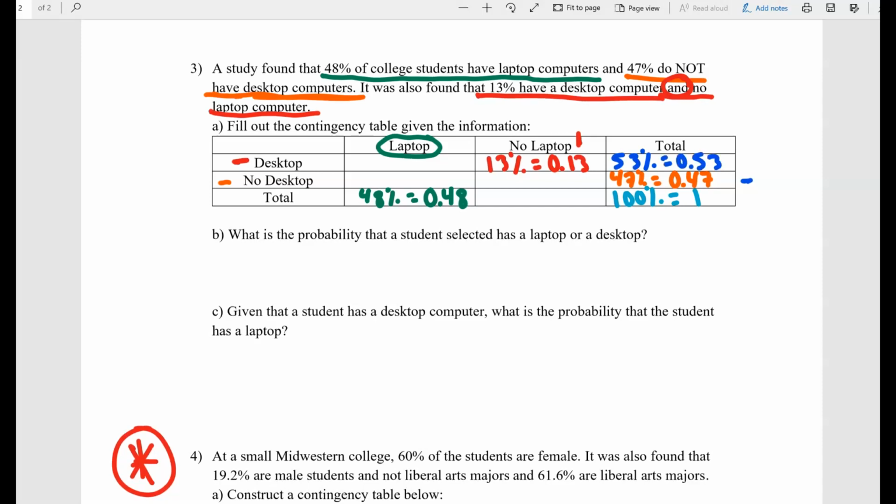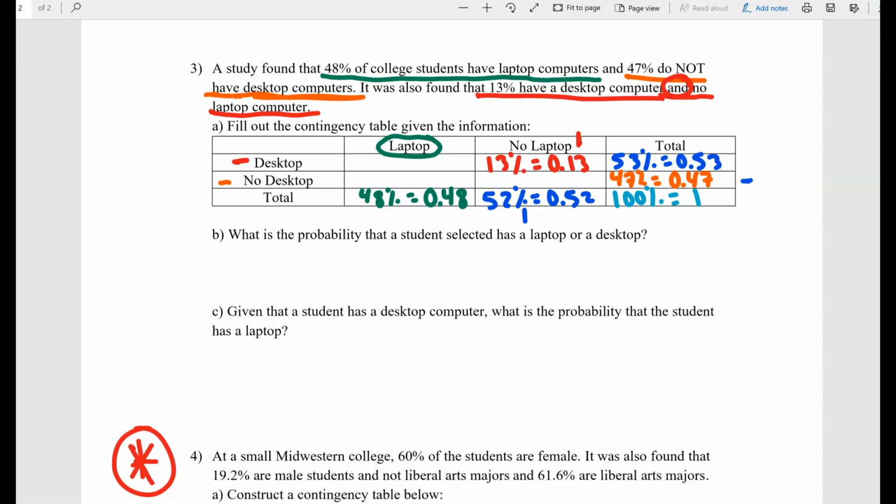0.53. You can also work with the percentages. 100%, 47%. How much do I have to add to 47% to get 100? 53. Or you can just subtract. 100 minus 47 gives me 53. We're going to do the same thing for this one right here. Here's 48%, there's 100. If I take 100 and subtract 48, I'm going to get 52% or 0.52.